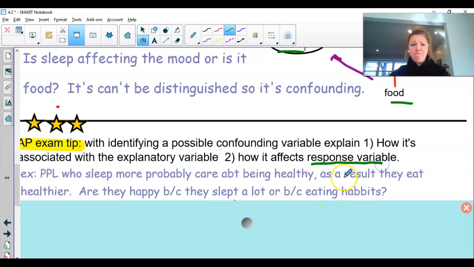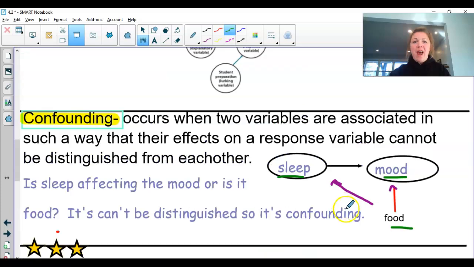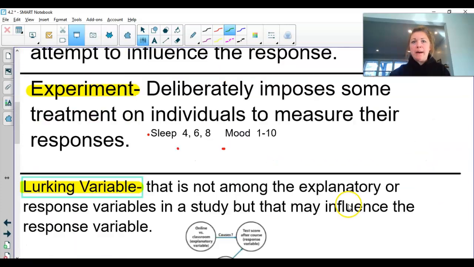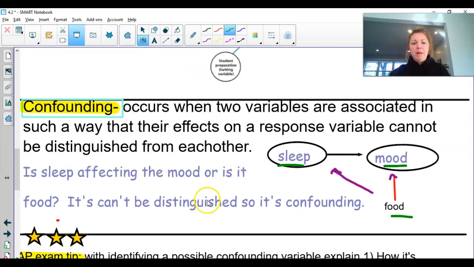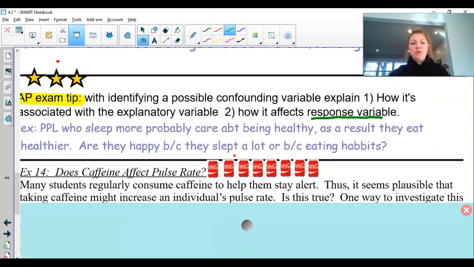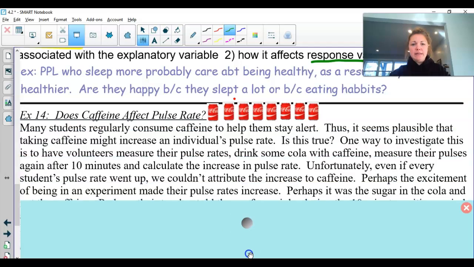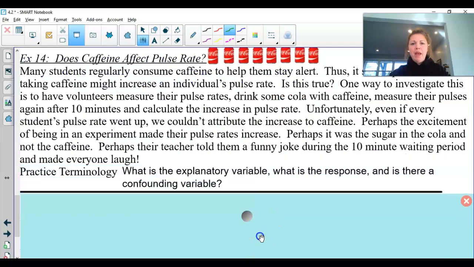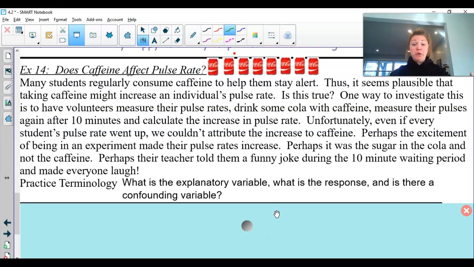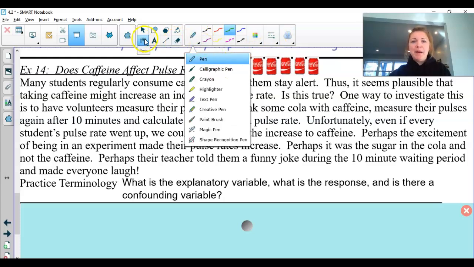Which one was it? Okay, pause, rewind, take a quick little break. I'm going fast through these definitions, so hopefully you are pausing and writing things down when you need. We are going to go through this caffeine one in class and practice that terminology. I'll leave it up here in case you weren't in class, but we're going to read through this one together in class.